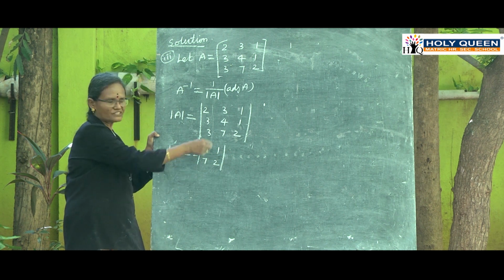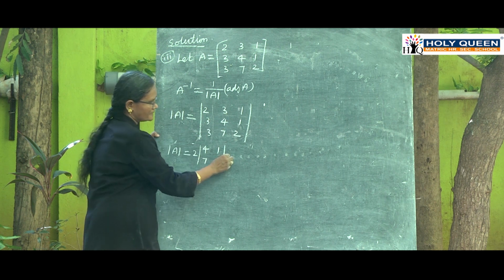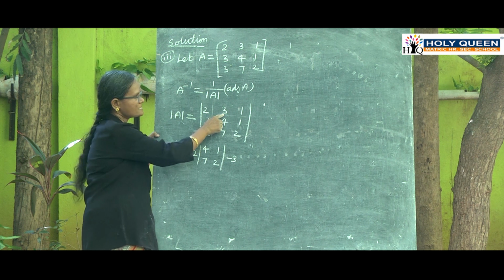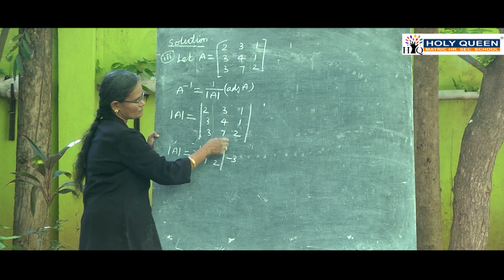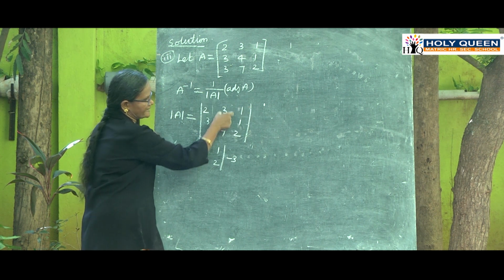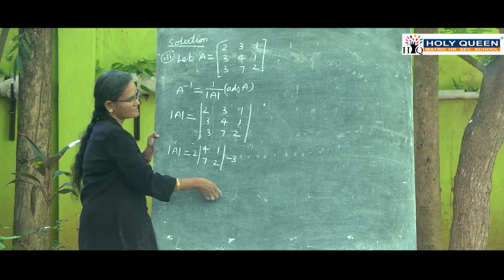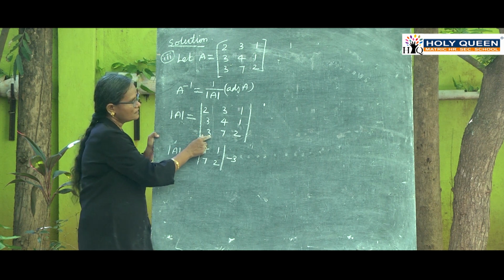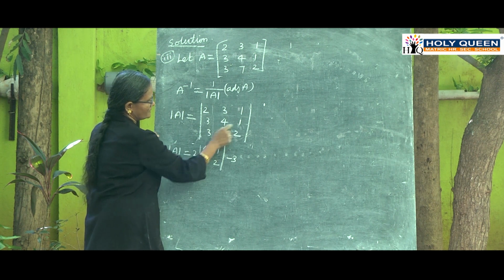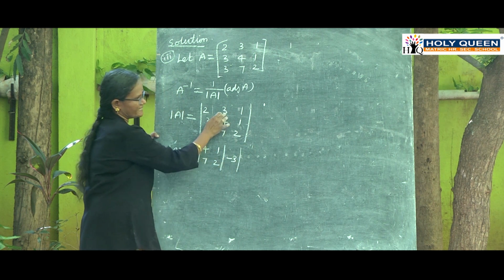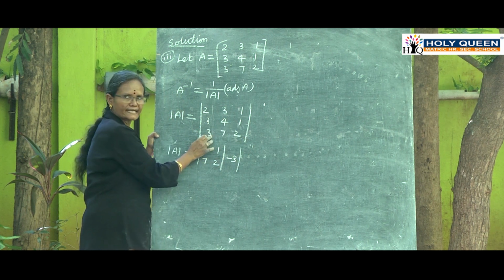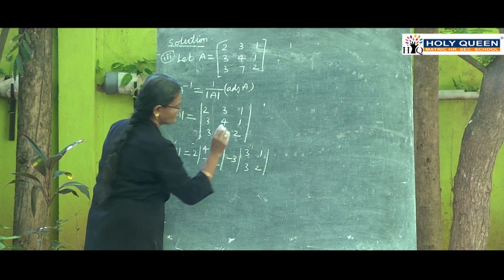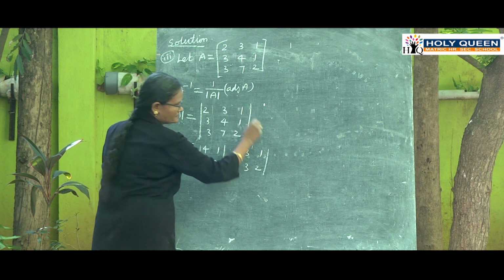The next element in the first row, the second element, is 3. Then minus 3. The position of 3 is first row under the second column. Ignore that first row and second column. What are the remaining elements? The remaining elements are called the minor of 3. Minor of 3 is 3, 1, 3, 2. Next, the last element, plus 1.